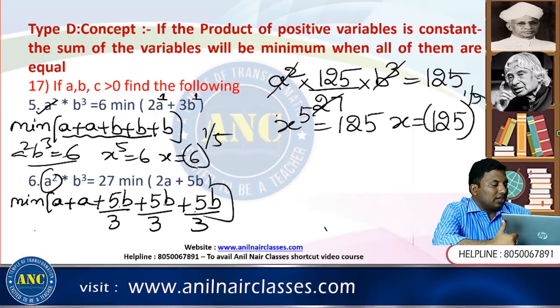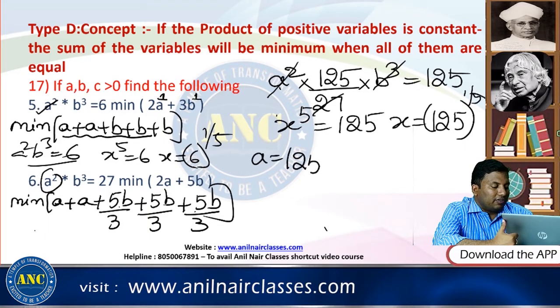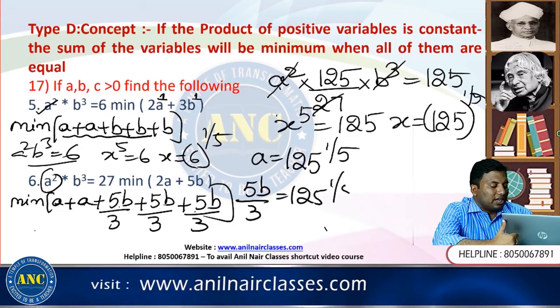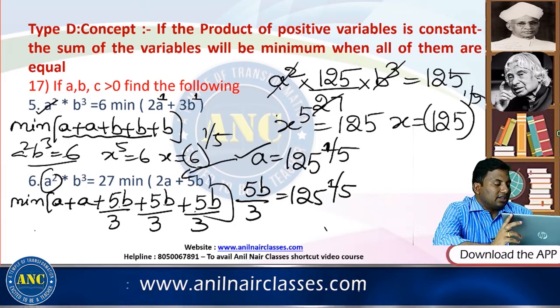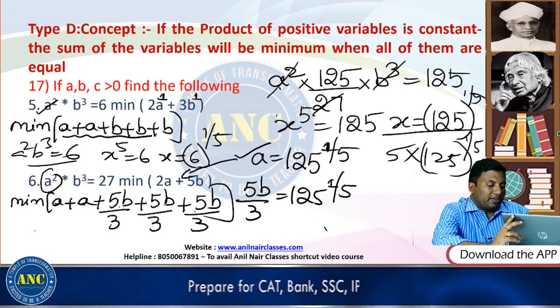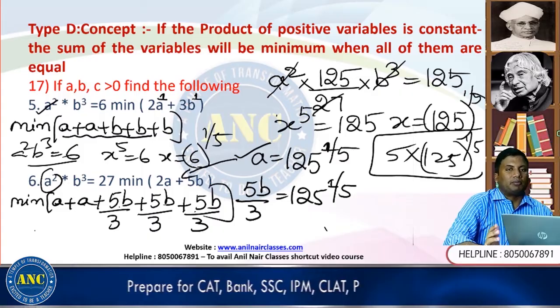What is x value? X is nothing but A is 125 power 1 by 5. 5B by 3 is 125 power 1 by 5. From both of this you will get the answer. A value 2A you will get it and 5B. Answer is 5 into 125 power 1 by 5.